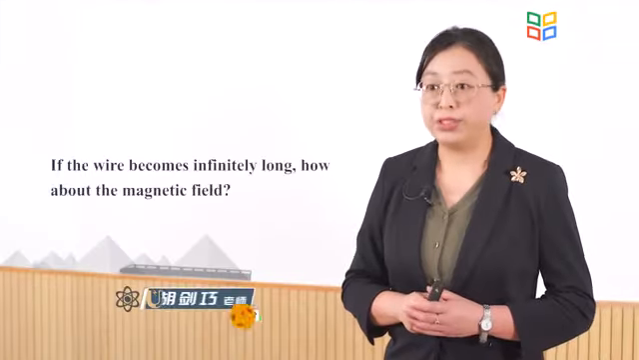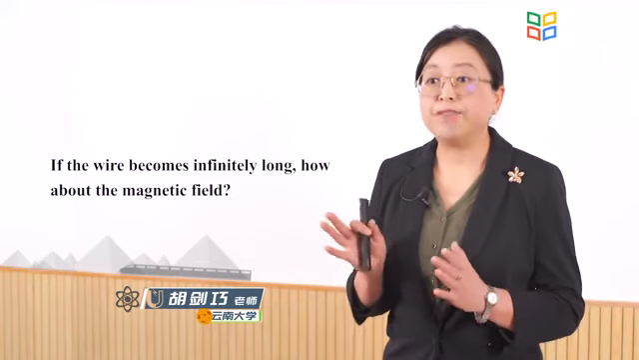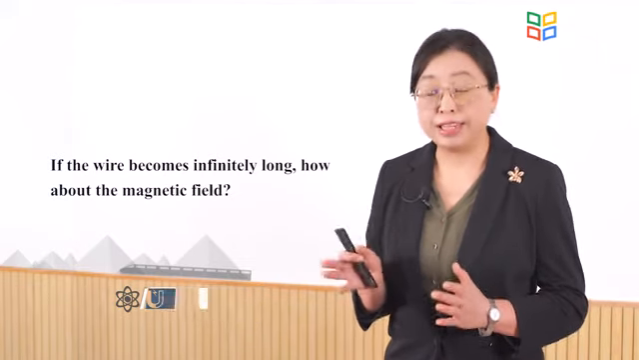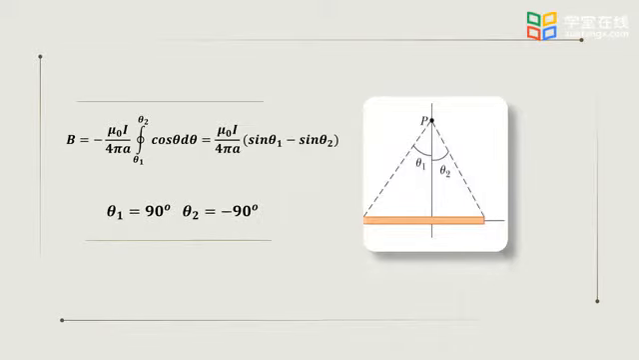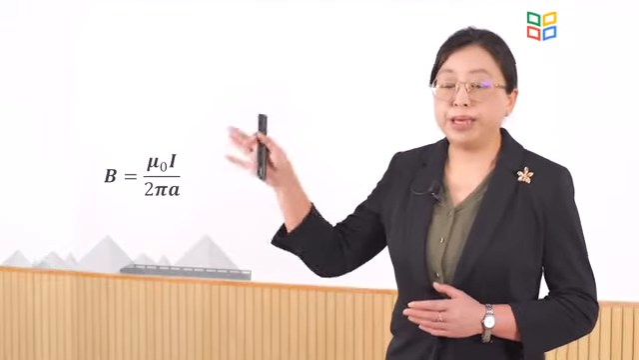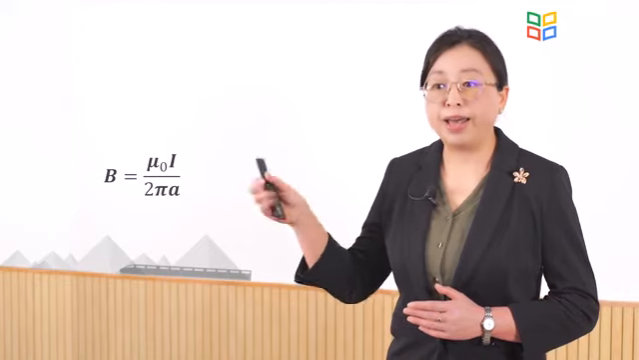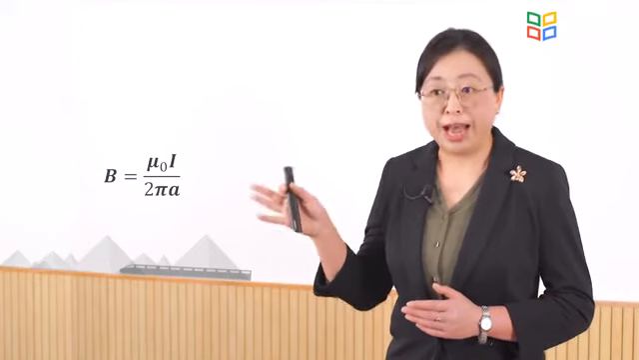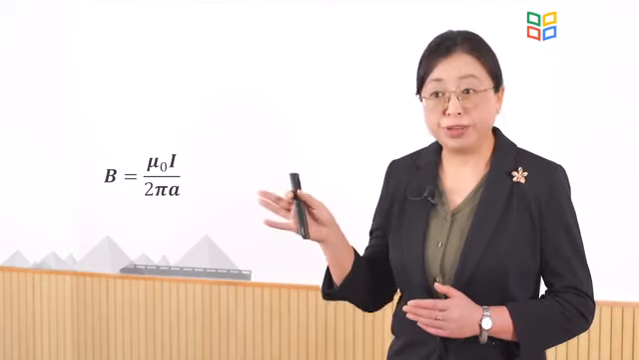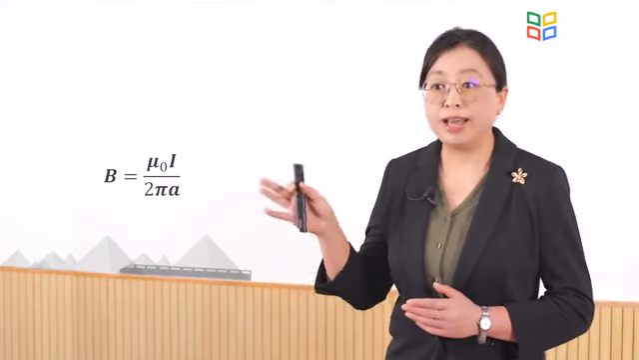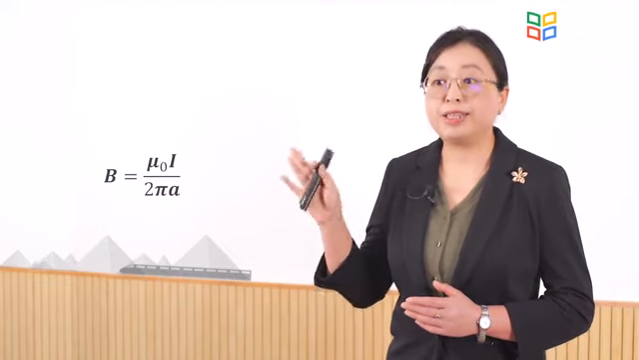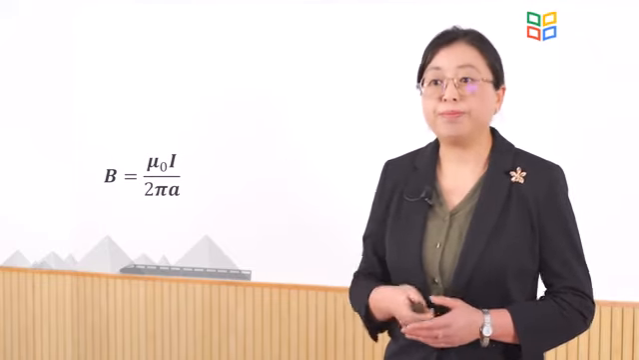Now, I have a question. If the wire becomes infinitely long, how about the magnetic field? In this case, we know theta 1 equals 90 degrees and theta 2 equals minus 90 degrees. Then the field becomes this one. B equals mu0 times I divided by 2 pi a. These two equations show that the magnitude of the magnetic field is proportional to the current I and decreases with increasing the distance a from the wire.